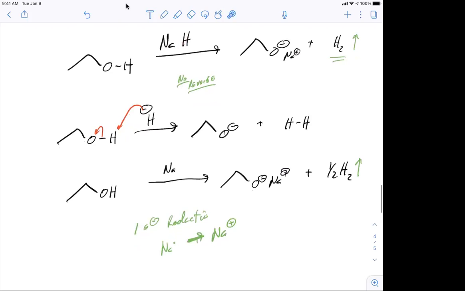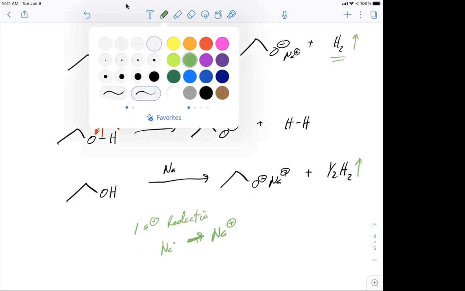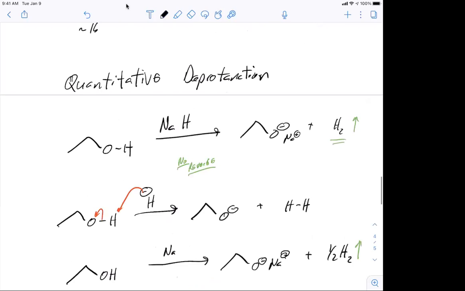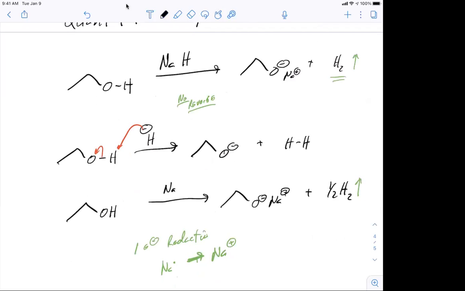And as we go through, you'll see places where we want to use either an equilibrium process, where just sodium hydroxide works fine, or a quantitative process where we want to make sure that we end up with all of the deprotonation product, usually for a second step, right? We want it all deprotonated, so then we can go and do something. And sodium hydride and sodium are the main reagents for that.